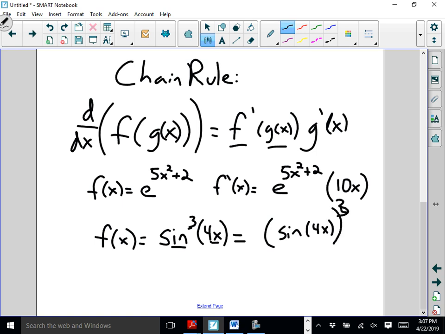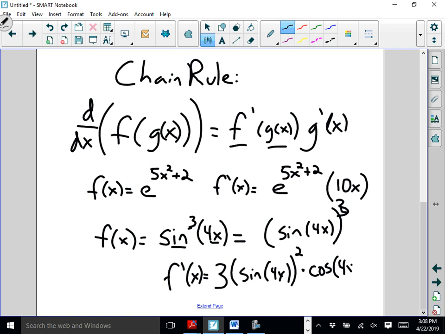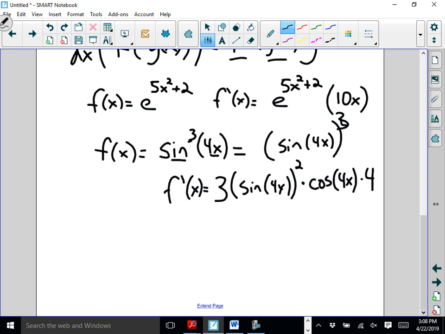So our derivative here, we do the derivative of the outermost function first, which would be x cubed, keeping the inside the same. That's the derivative of the outside with respect to the inside. But now I need to multiply by the derivative of the inside. But sine 4x also has a chain rule. So I have to do the derivative of its outer function with respect to its inner function times the derivative of the innermost function. Simplifying that down, it would look like 12 sine squared of 4x cos of 4x.